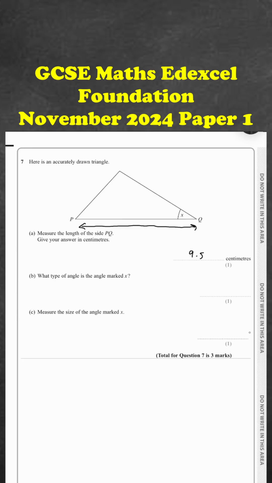Part B. What type of angle is the angle marked X? Well, this angle here is less than 90 degrees, which makes it an acute angle. And part C. Measure the size of the angle marked X. So all you need to do here is pop your protractor, similar to what you did with your ruler. Just like that, place it there, and read off of it from the left-hand side. This would be 0. And what you should find is the angle here should be 32 degrees. And once again, the mark scheme gives you a little bit of leeway between 30 and 34 degrees.